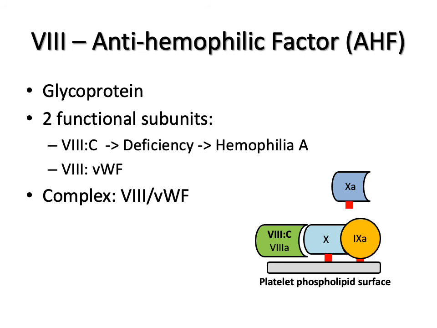Factor VIII is a combination of two subunits, 8C and 8 von Willebrand factor, that circulate as a complex known as factor VIII von Willebrand factor. Subunit 8C deficiency corresponds to classic hemophilia A.